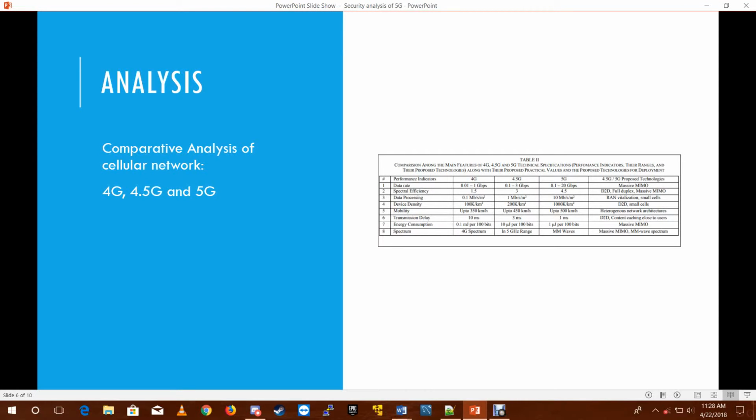From the table you can see there is a big difference in their performance: data rate, spectral efficiency, data processing, device density, mobility, transmission delay, energy consumption, spectrum, etc. You can also see that the data rate increases from 4G to 5G, their mobility also increases, their transmission delay decreases, and energy consumption also decreases. They also have various features like massive MIMO, RAN virtualization, D2D, heterogeneous network architecture, etc.